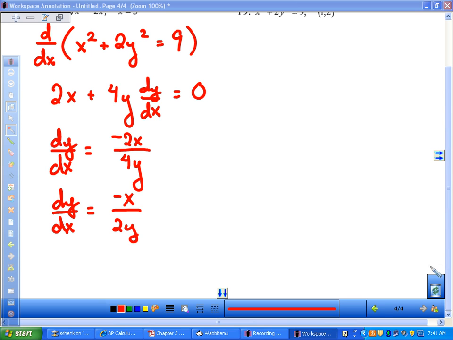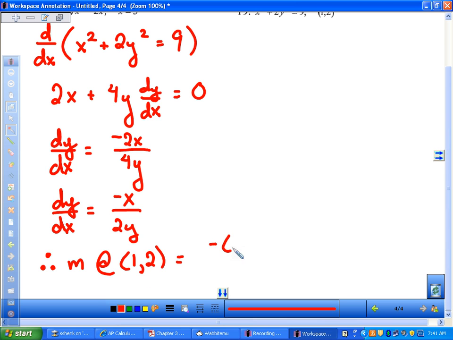So again, the derivative will tell us our slope. If our derivative is that, then our slope at (1, 2) would be equal to negative 1 over 2 times 2, negative 1/4. So there's our point and our slope. Okay, so part A, the tangent line.